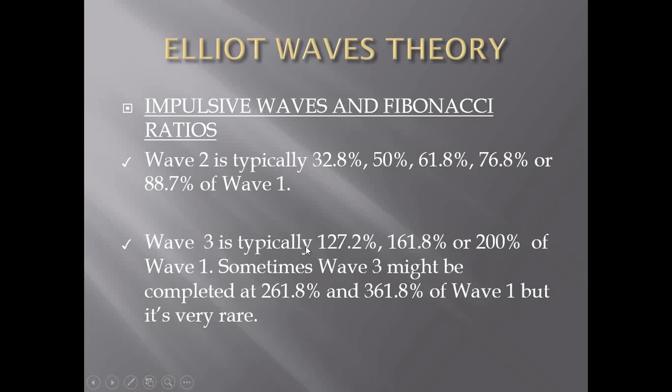Moving to wave 3, it is often completed around 127.2%, 161.8%, or 200% of wave 1. However, in most cases, wave 3 is completed at 161.8%. And sometimes wave 3 might be completed at 261.8% or 361.8% of wave 1. However, we must keep in mind that 261.8% and 361.8% are very rare to occur. But you must keep in mind that they do occur. At the same time, you must know that they do not occur in most cases.